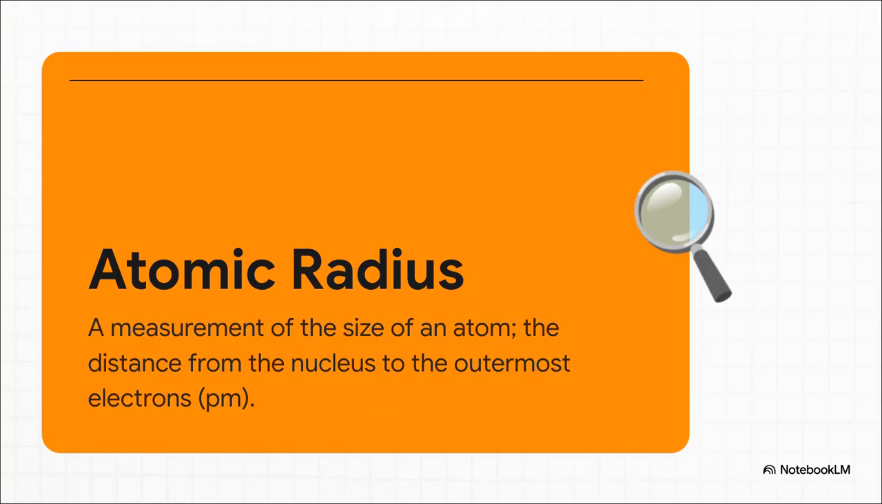So, what is atomic radius? It's basically just how big an atom is. Simple as that. We measure from the very center, the nucleus, all the way out to its fuzzy edge where the last electrons are hanging out. And the unit we use is picometers, which are ridiculously tiny. We're talking a trillionth of a meter.